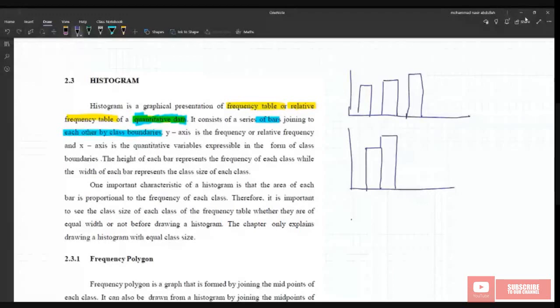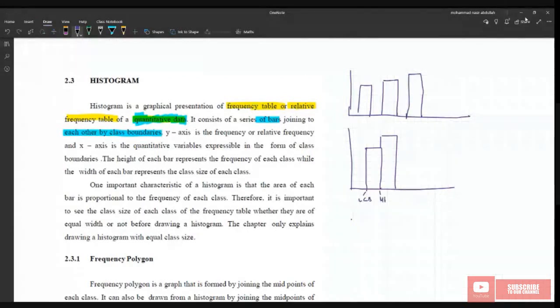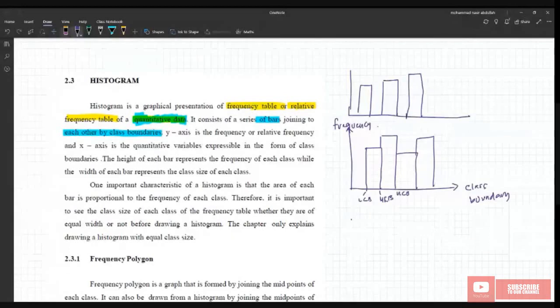So this is the lower class boundary and this is the upper class boundary for the first class, right? This is the upper class boundary for the second class and followed by the third or fourth and so on. So the x-axis represents class boundary, right? And the y-axis represents frequency, right? So this is the layout for histogram, right?